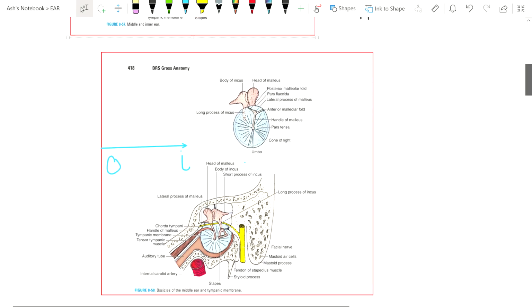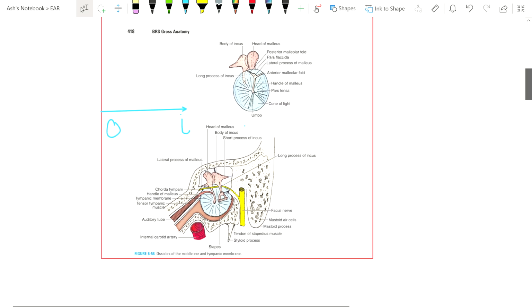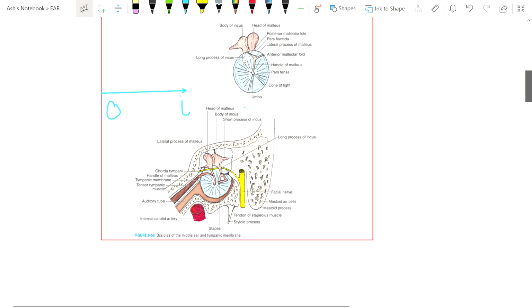And now comes some more details of these bone structures. Here you can see the malleus. The malleus will be close to the external part. Head of malleus, posterior malleus, the lateral process of malleus as well, anterior malleus fold, handle of malleus, pars tensa. There is the body of incus and the long process of incus. The incus, you can see, looks like a bird's head.